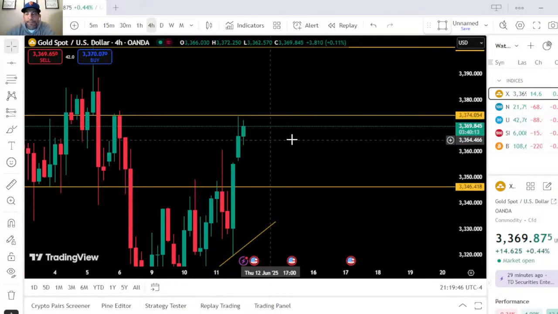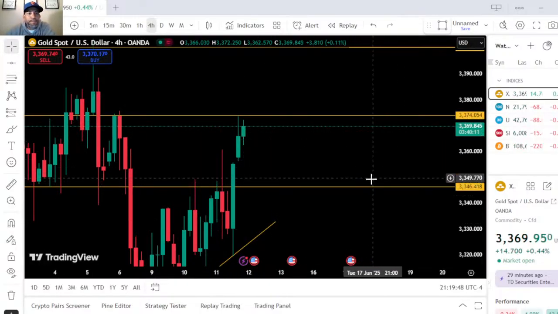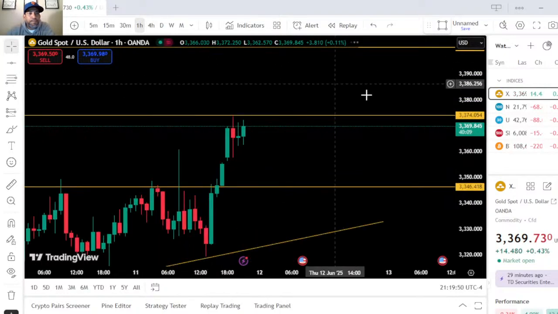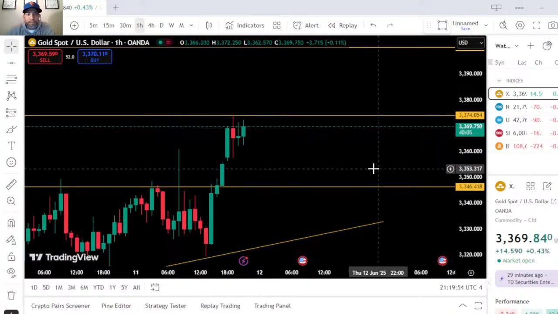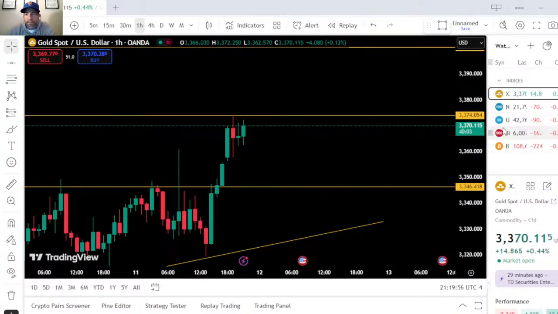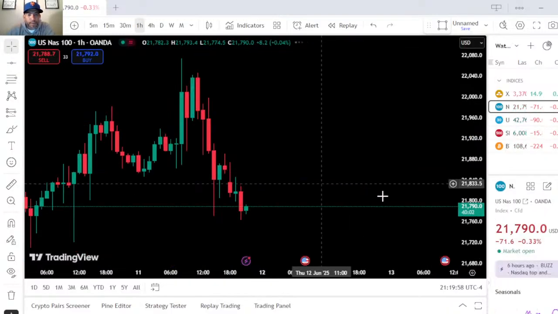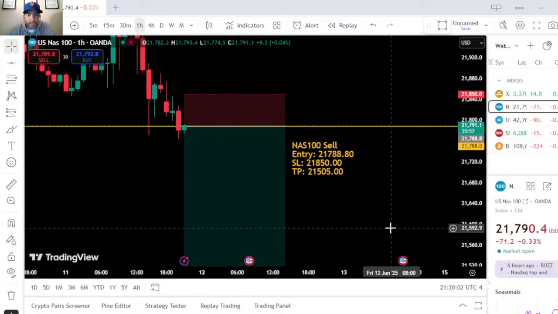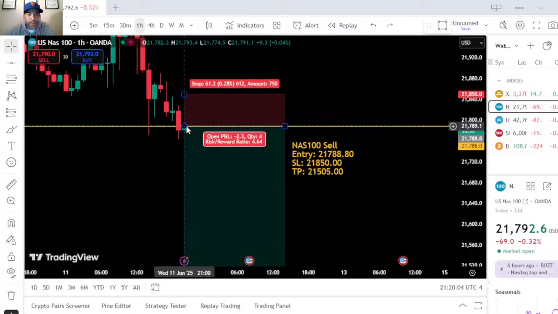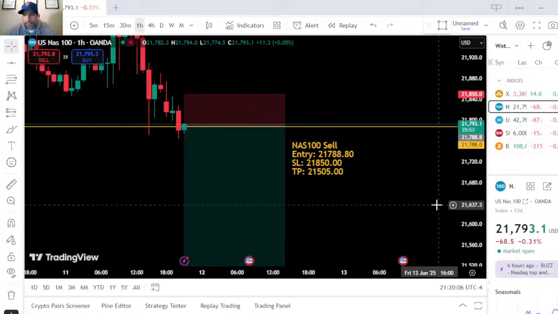Gold rejecting here. Right. And Nas is right around break even. We're down about 4 pips on this trade.